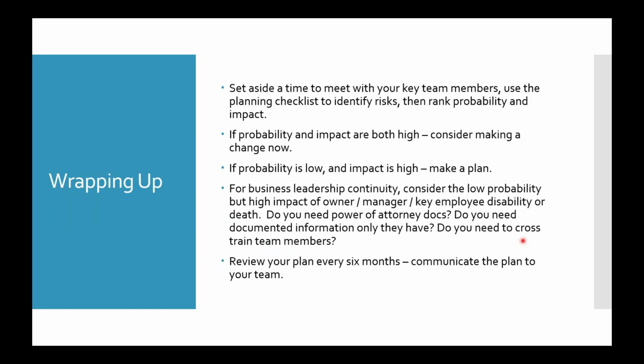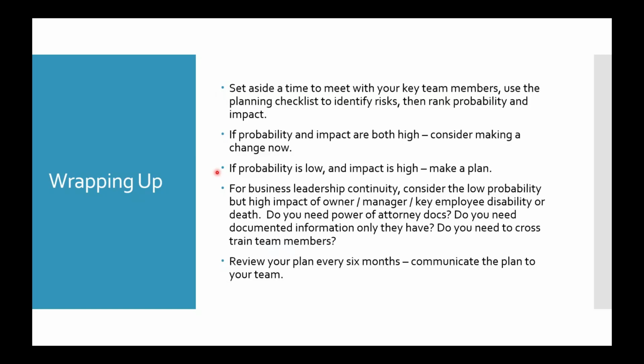So wrapping up, here are some things you need to do. Number one, you need to set aside a time to meet with the key team members, go through the planning checklist that we'll send you, identify risks, and rank the probability and the impact. If the probability and impact are both high, consider making a change right now. You can't plan for that. If the probability is low and the impact is high, that's when you make the plan.